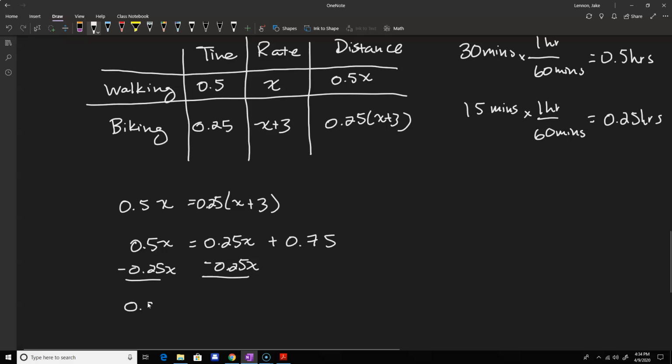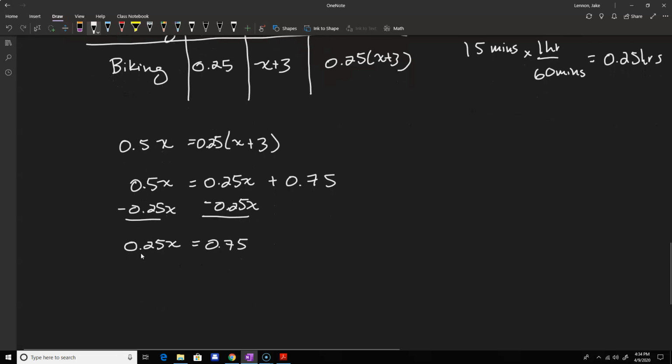So we end up with 0.25x equals 0.75. And divide by 0.25. And we should end up with x is equal to, I think this comes out to 3. Yep. So it comes out to 3, which actually I believe still came out to what we had, if memory serves. But anyway, at least we know the units are proper this time.